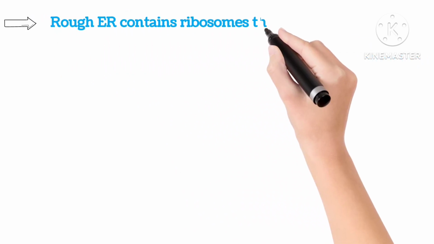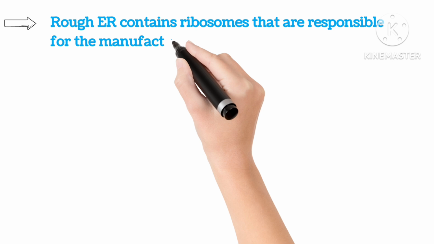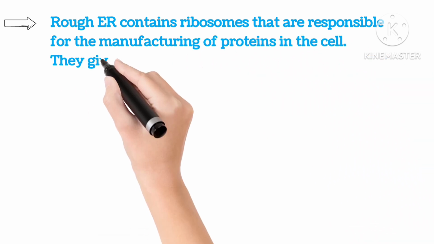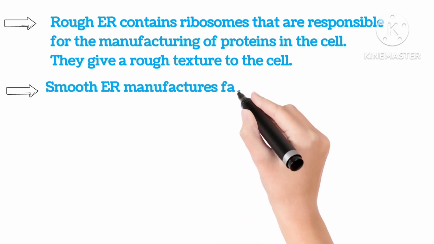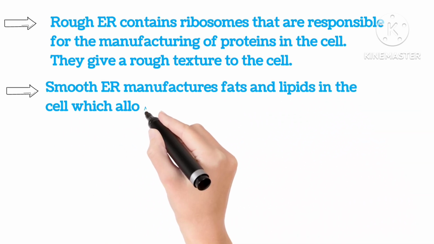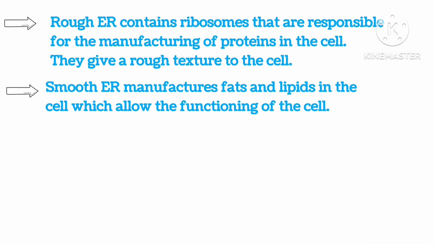The rough ER contains ribosomes that are responsible for manufacturing of proteins in the cell. They give a rough texture to the cell. While smooth ER manufactures fats and lipids in the cell, which allows the functioning of the cell.